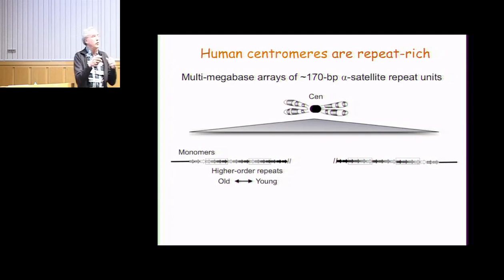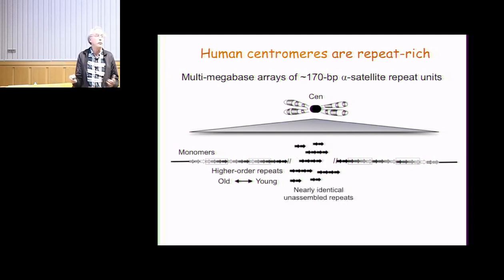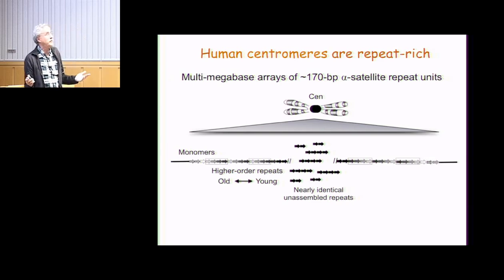Because you can only sequence short fragments, in this case Sanger sequencing of 800 base pairs or so, if they're homogeneous, you don't know how to align them if they're perfectly homogeneous. So there are these nearly identical unassembled repeats in between. Now, some have argued that it must be the same thing on the edges as in the middle. That's what you might think. For reasons that I can go into in the discussion, we don't think that's true. And as a result, we're very skeptical.